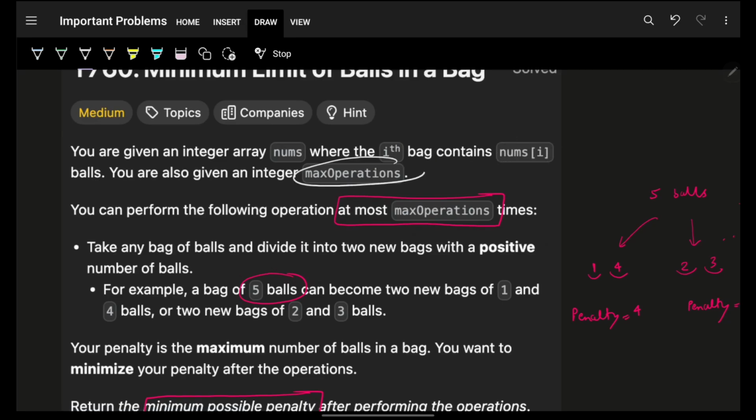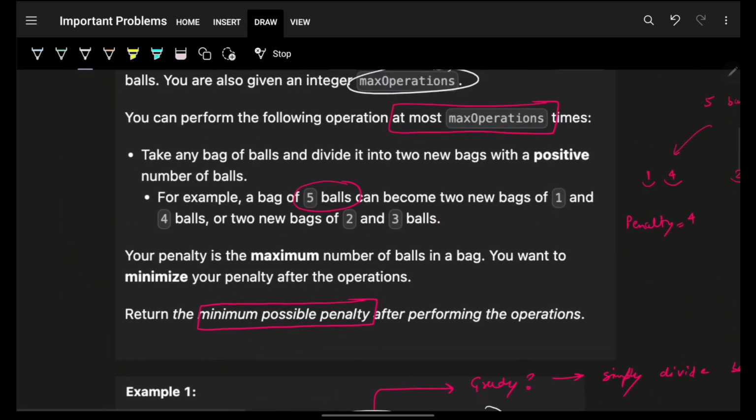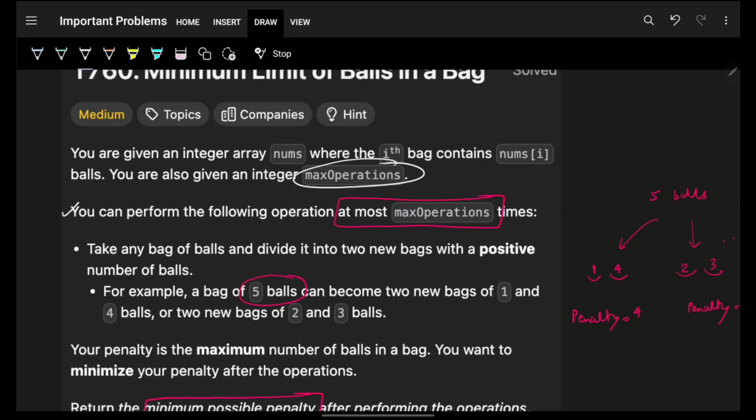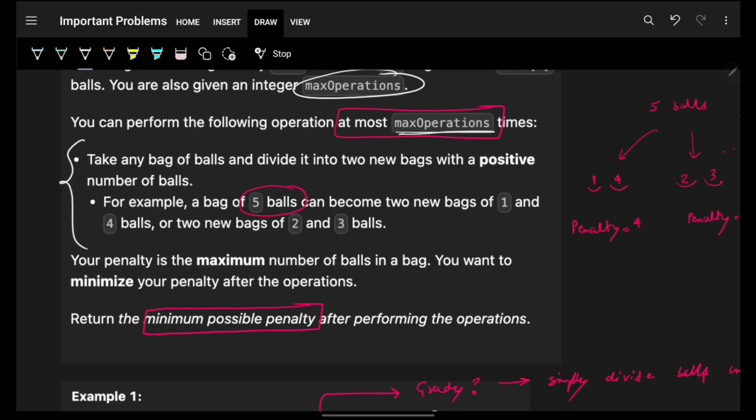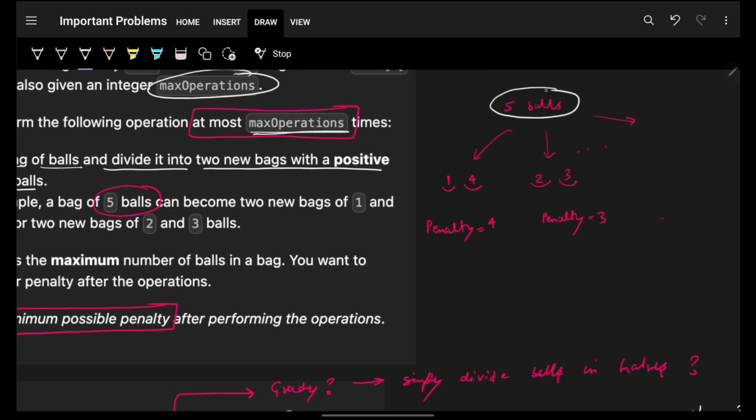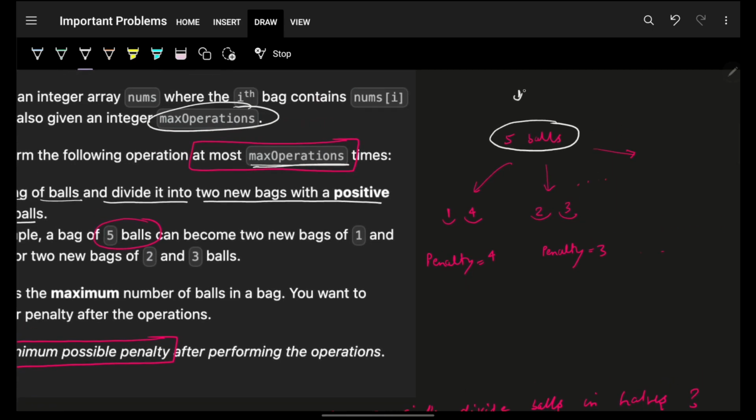And I'm also given a variable called max operations. Now you can perform the following operation at most max operations number of times. What is the operation? Each operation looks like this: you can take any bag having any number of balls and divide it into two new bags with a positive number of balls. Which means if I have a bag, this is one such nums of i, I can divide it into two bags of any size, but that size should be positive. I cannot divide it into 0 and 5. It should be a positive size.